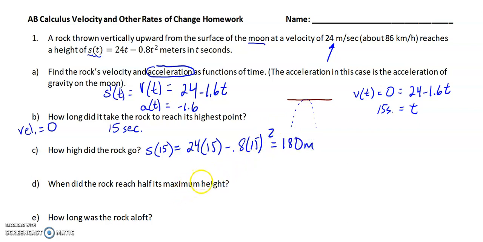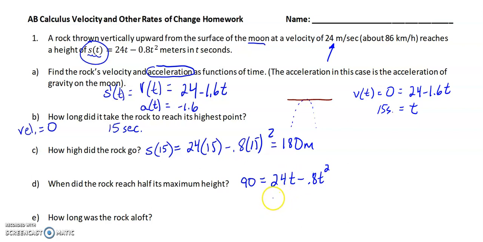When did the rock reach half of its maximum height? Now this is just solving an equation. This is going back to Algebra 2 and saying, when is the height 90? When is the position function equal to 90? That's what we're looking for. When is this position function equal to half the maximum height? Half of 180 is my 90. So we can figure this out. Again, this is just solving for t.